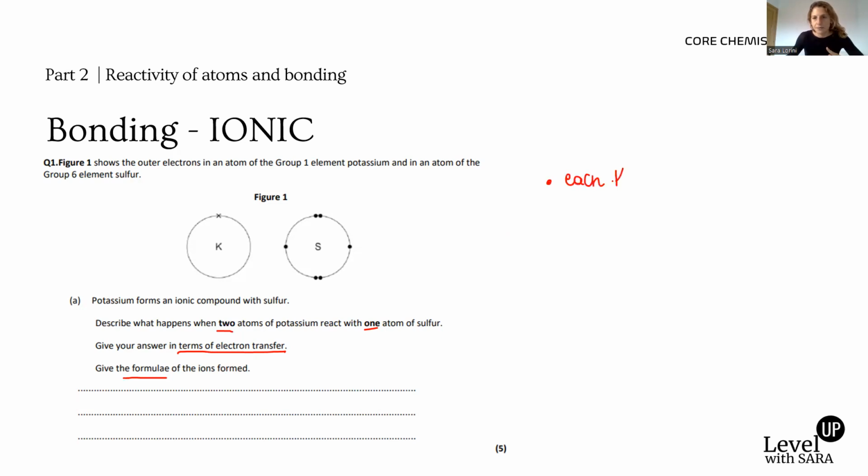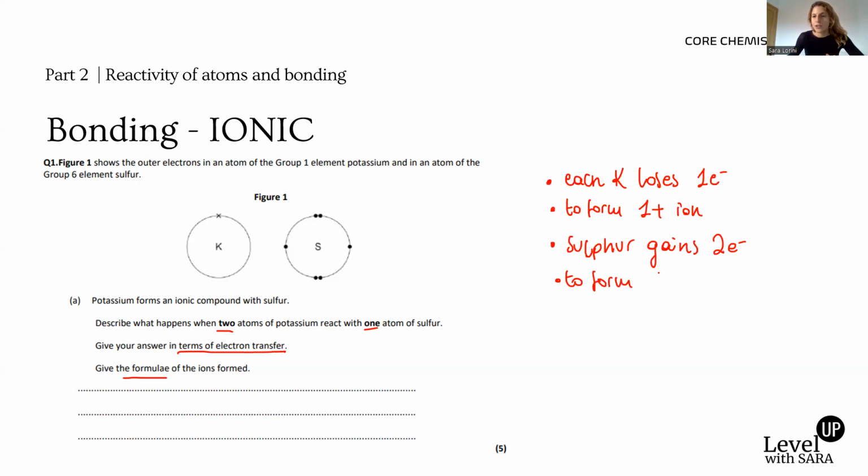each potassium loses 1 electron to form a 1 plus ion. Sulfur gains 2 electrons to form 2 minus ions. So this is very clear in terms of formula of the ion.